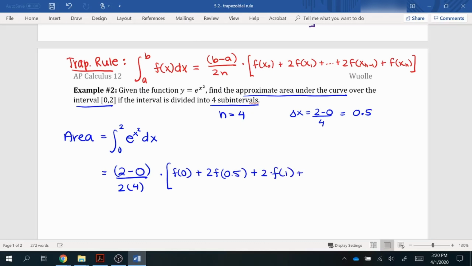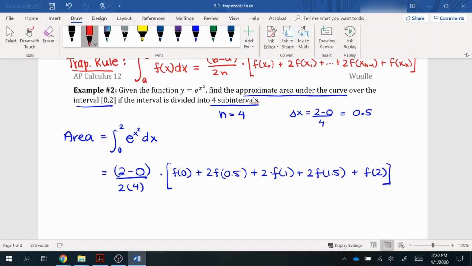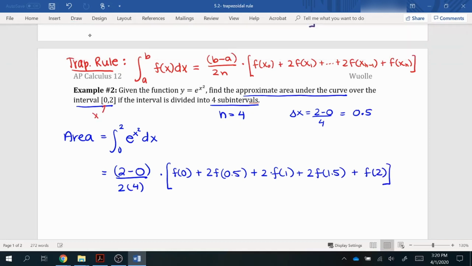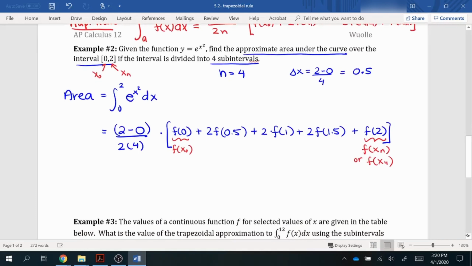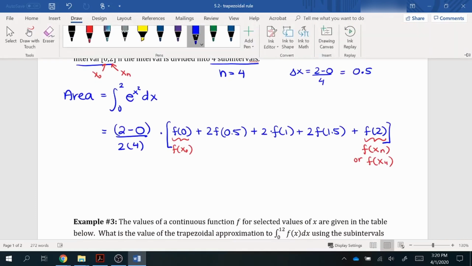plus 2 times f of 1.5 plus f of 2. And this is because my x0 is my a, and my xn is my b. So this is f of x0, and this is f of xn, or because n is 4, f of x4. Okay. And we have an actual function, so we can figure all this out. It's a little tedious, though.